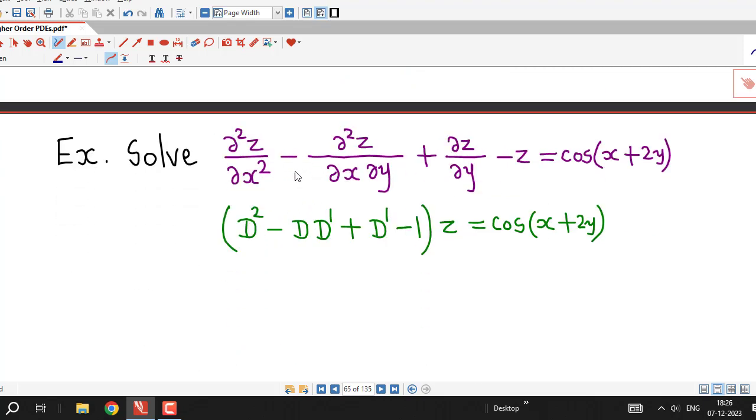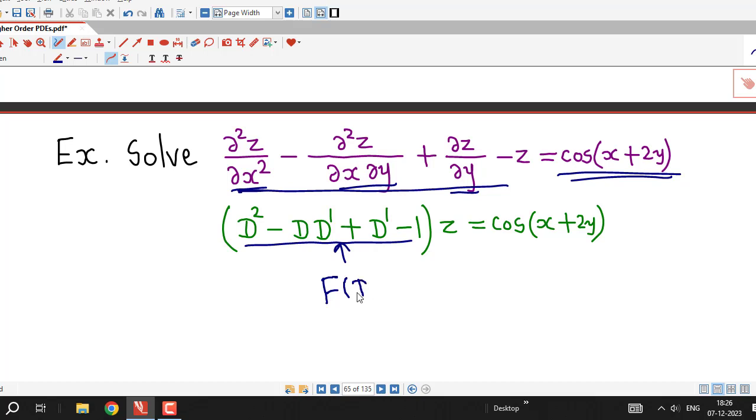Here we have a second order non-homogeneous partial differential equation, and we can rewrite this as D square z minus D D dash z plus D dash z minus z. Del z by del y is denoted by D dash z, and we are taking z common, so we have written this left hand side in this form. So here this is our function of D and D dash. Now here we have to solve this differential equation. That means we have to find its general solution.